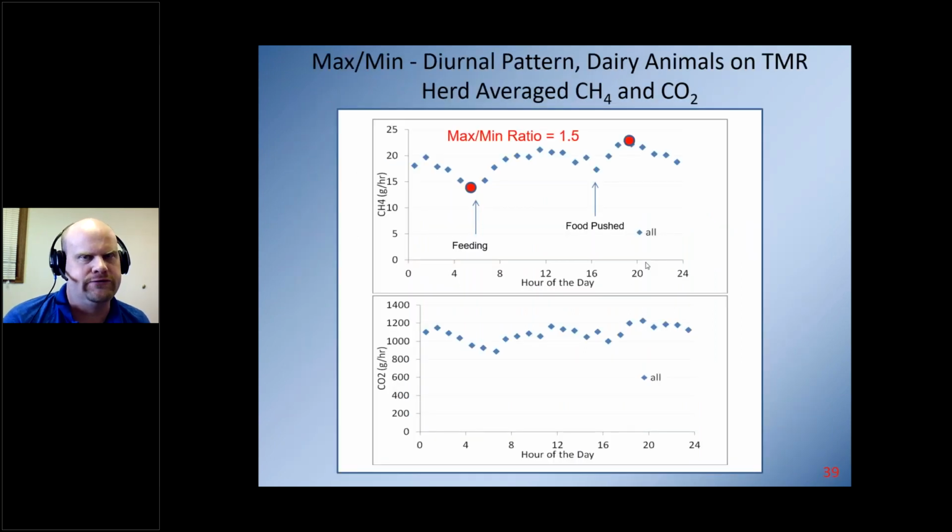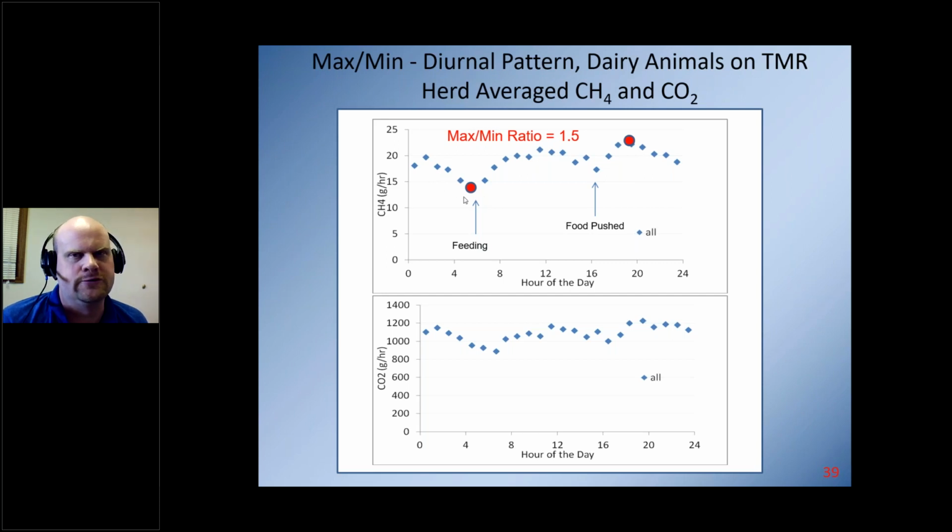We've also looked using GreenFeed again. GreenFeed can pretty accurately estimate diurnal patterns. Similar result, where in most of the production systems it's used, we observed the maximum hour of the day divided by the minimum hour of the day of about 1.5 for methane.